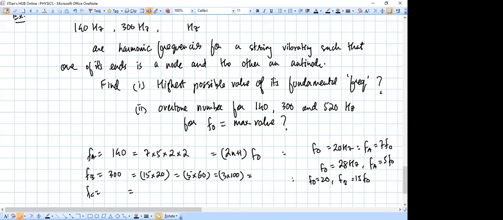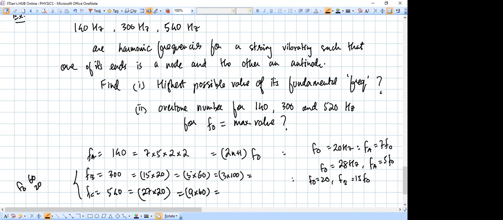So let us say we've got something else, like 540. Oh, now this will work. So 540 can be written as 27 into 20. So this is fine. That can also be written as 9 into 60. So these are the two possibilities. So for example, if these two had been the only ones, then the f0 could have been 60, or the f0 could have been 20.